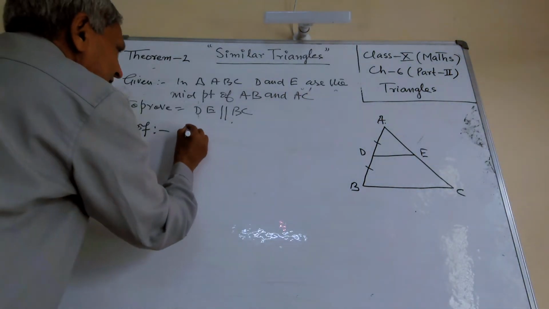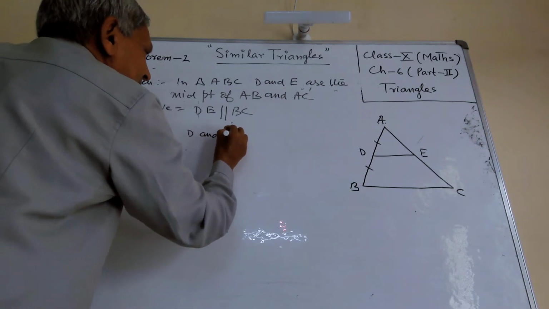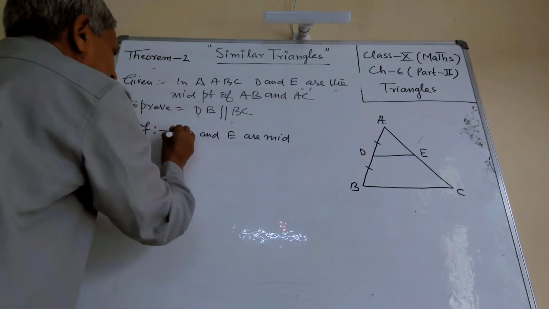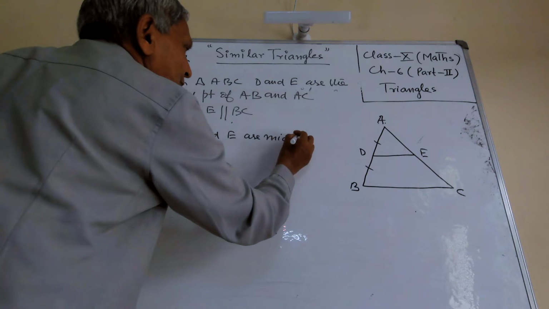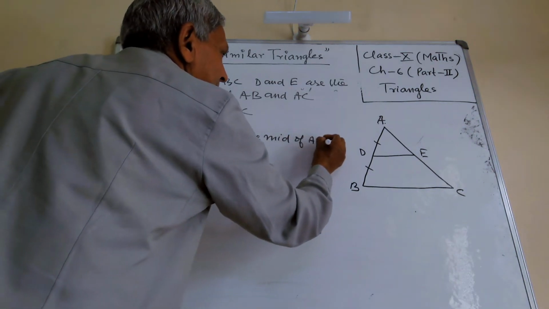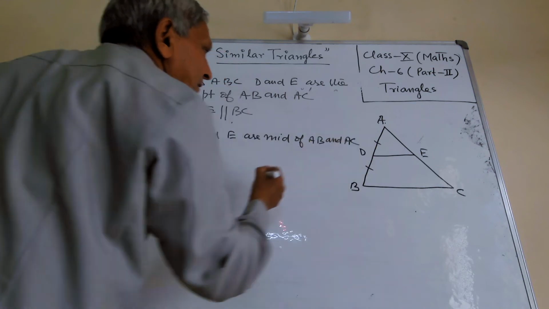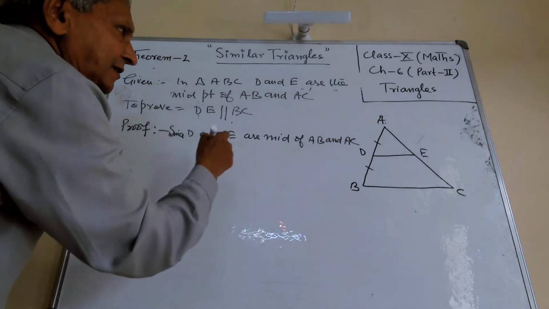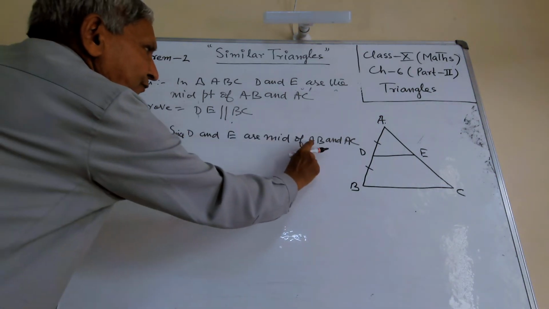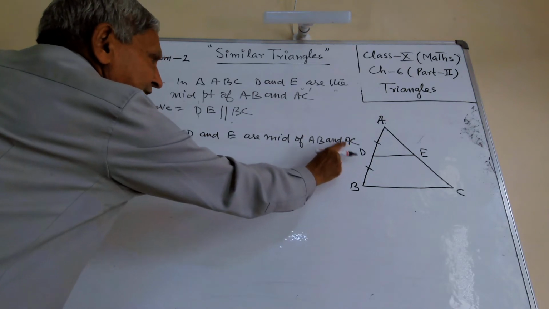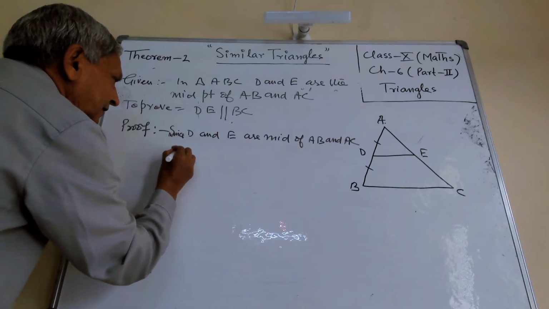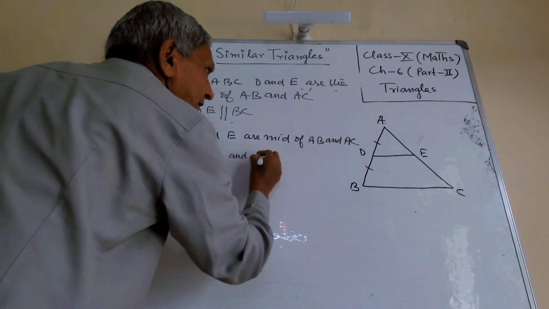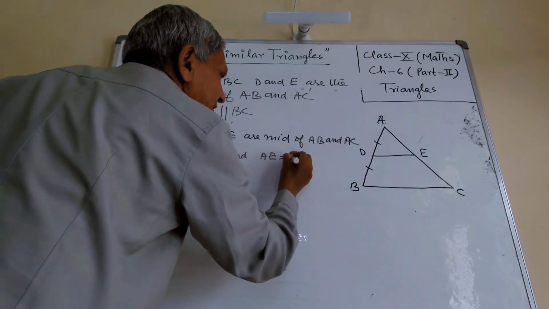When D and E are midpoints, since D and E are midpoints of AB and AC, D is the midpoint of AB and E is the midpoint of AC. So therefore, AD is equal to DB and AE is equal to EC.